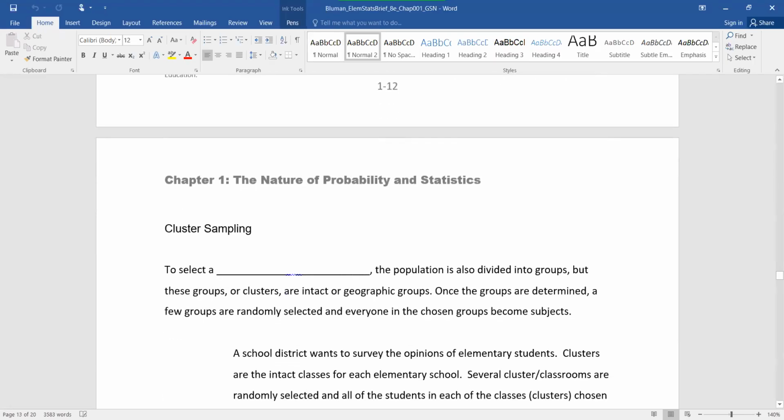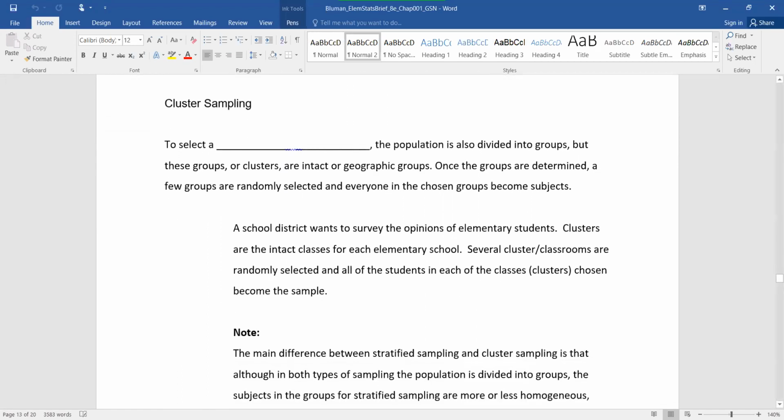The next one is your cluster sampling, which, if you guessed it, the blank is cluster. Very good. So to select a cluster sample, the population is also divided into groups, but these groups or clusters are intact or geographic groups. Once the groups are determined, a few groups are randomly selected, and everyone in the chosen groups becomes the subject.